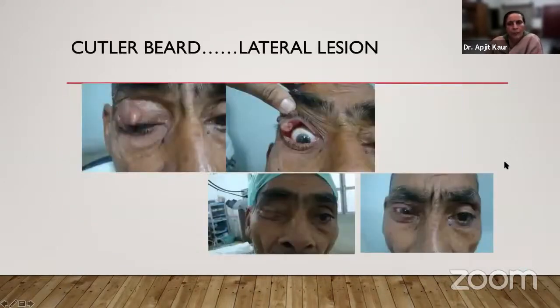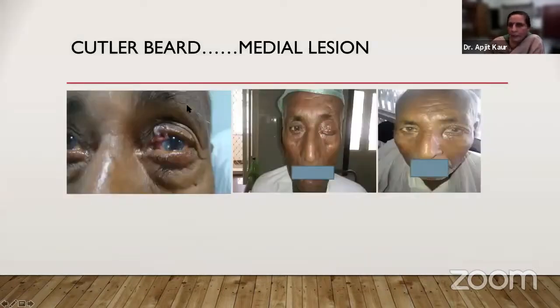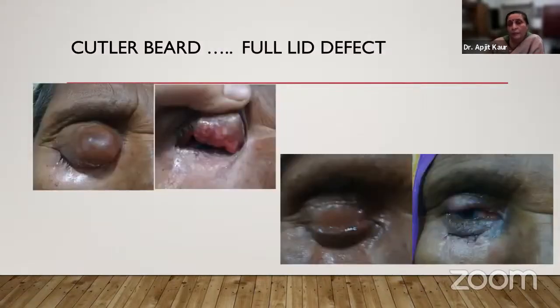Examples of the same. Cutler-Beard is a very, very versatile procedure. I've used it in almost, I think, most lesions of the upper lid, right from any site, any size. Lateral part, a medial lesion, a full lid, full thickness defect.